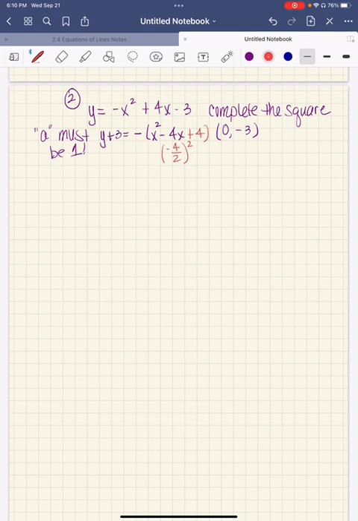Keep the equation balanced. You did not add 4 to the right. When you distribute, that's -4. So you actually subtracted 4. You did not add 4. y minus 1 equals negative. Factor it, it becomes x minus 2 squared. So from here to here, we factored. Remember, it's known as a perfect square trinomial.